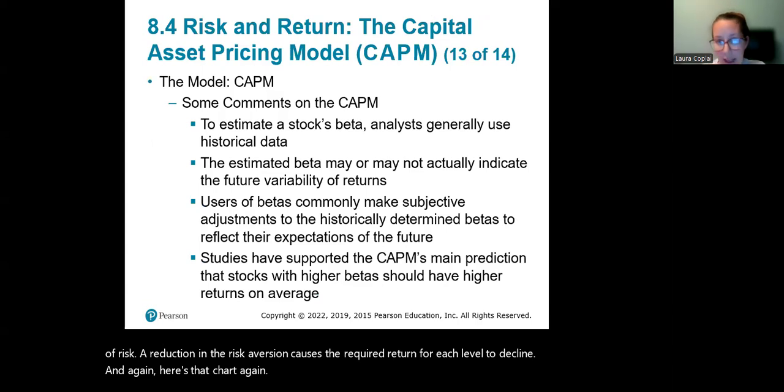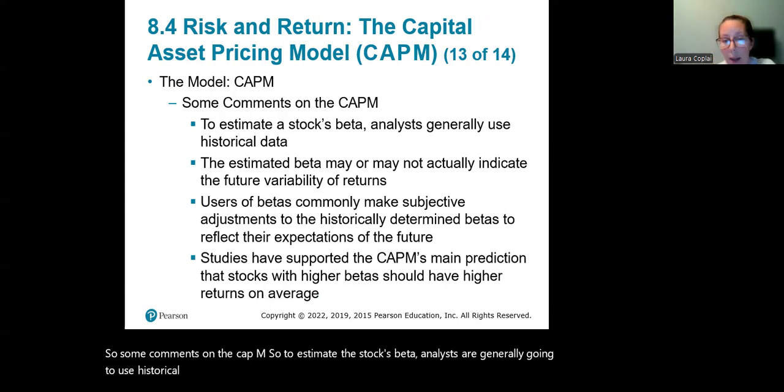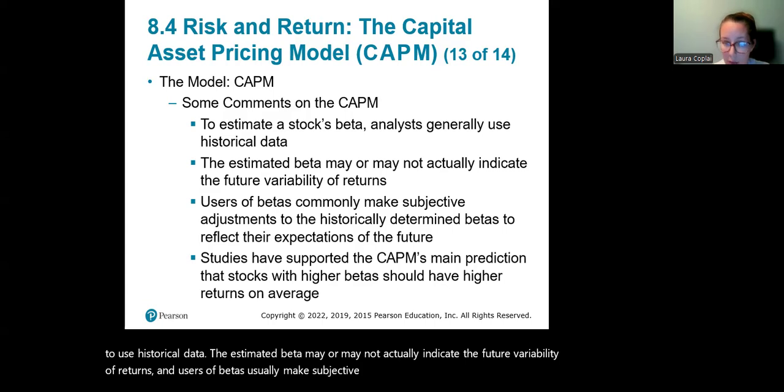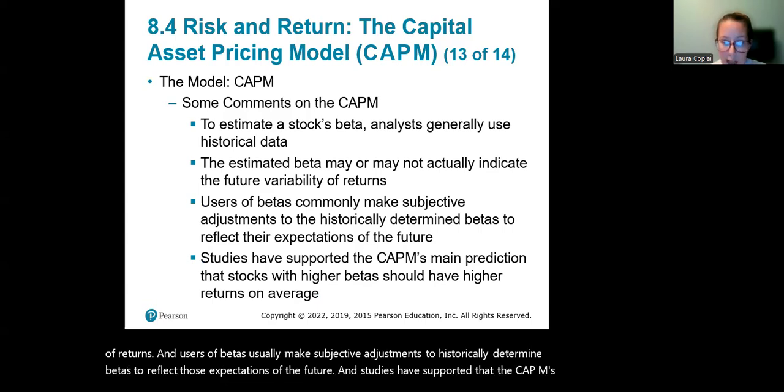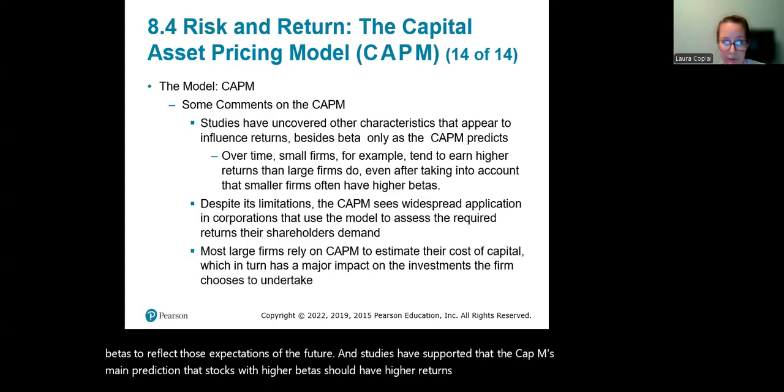So some comments on the CAPM. To estimate a stock's beta, analysts are generally going to use historical data. The estimated beta may or may not actually indicate the future variability of returns, and users of betas usually make subjective adjustments to historically determined betas to reflect those expectations of the future. Studies have supported the CAPM's main prediction that stocks with higher betas should have higher returns on average.